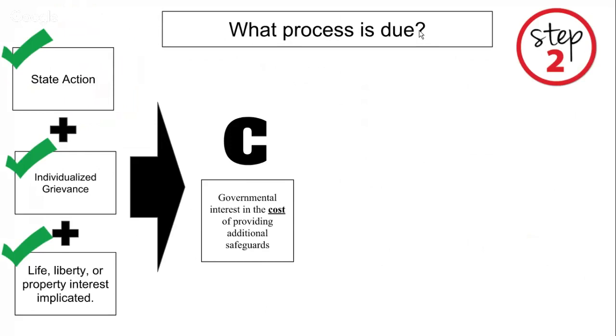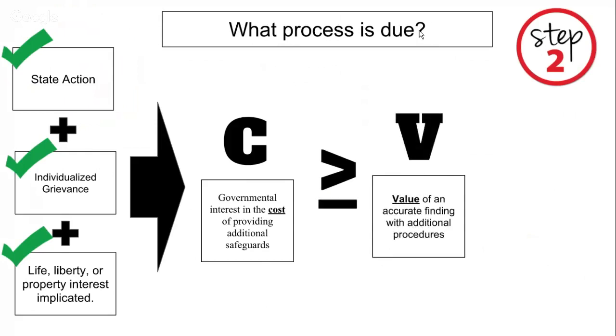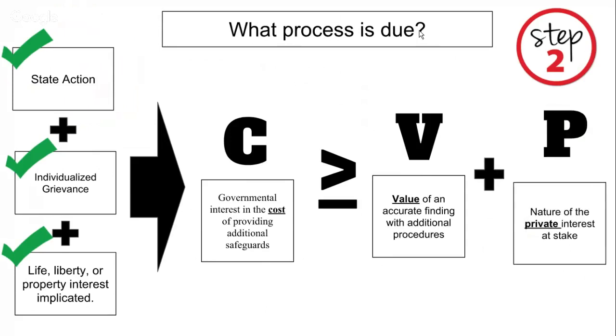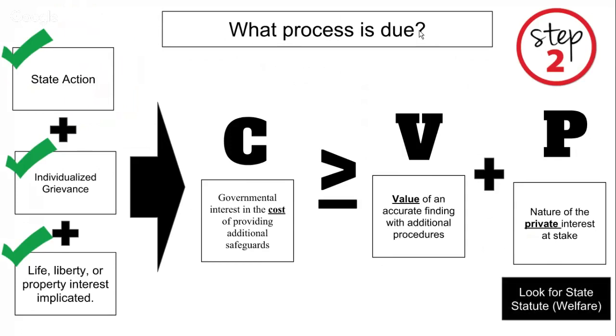The governmental interest and the cost of providing additional safeguards, versus the value of an accurate finding with additional procedures, plus the nature of the private interest at stake. And remember, you could have a statute that gives you this right. I think it was Goldberg v. Kelly, where there was a statute that gave the welfare recipient this right. It was a state-created statute that gave them this entitlement. So that was the nature of the private interest. And also, let's not forget, it was substance. It was the fact that this person, if they don't get these benefits, could starve. This was very important to them. So the private interest was very, very strong in that case.